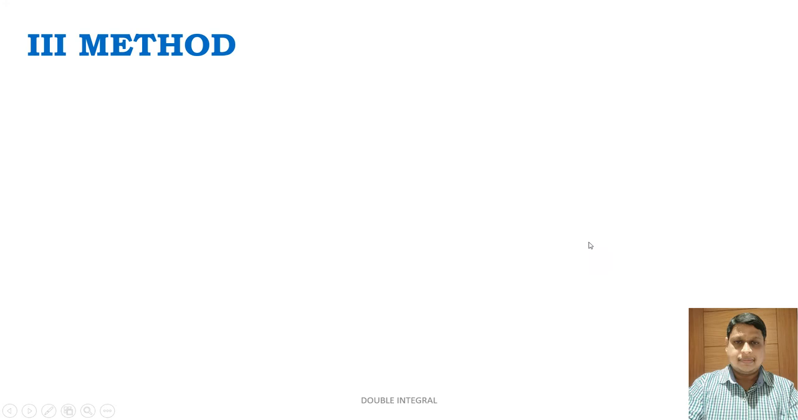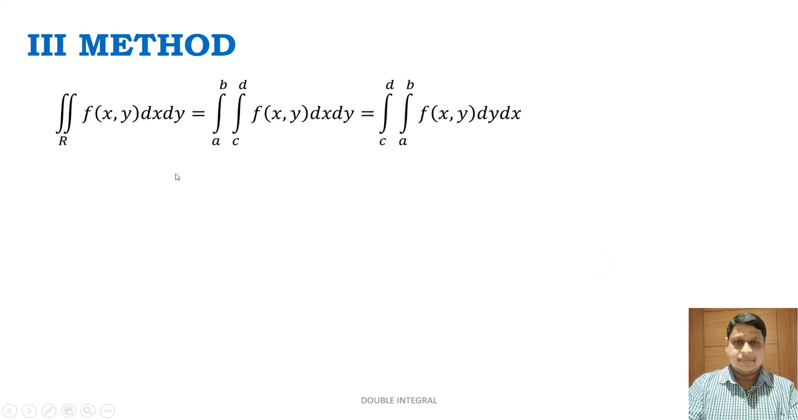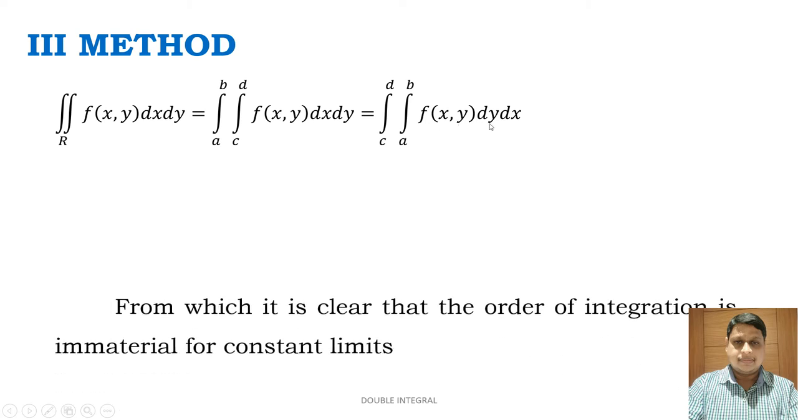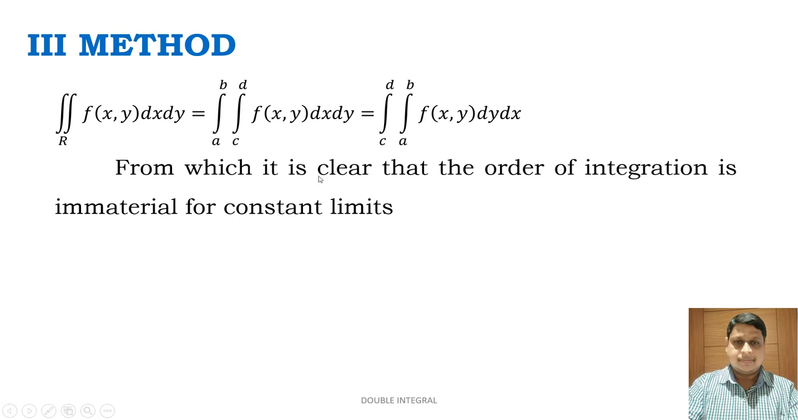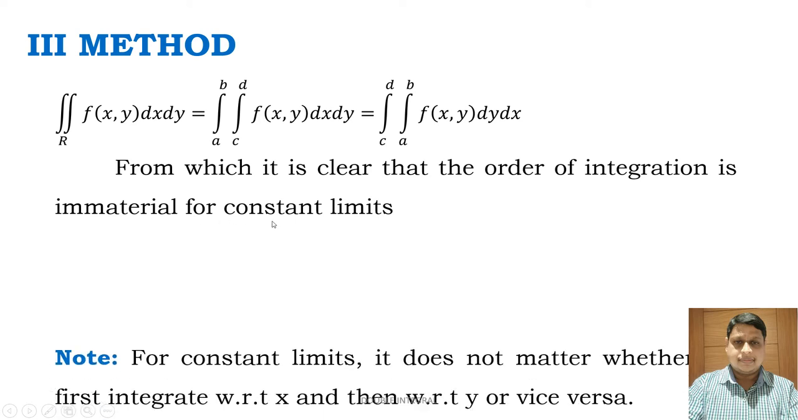Third method: double integral of f of x comma y dx dy equals the double integral from a to b, c to d of f of x comma y dx dy equals the double integral from c to d, a to b of f of x comma y dy dx, from which it is clear that the order of integration is immaterial for constant limits.